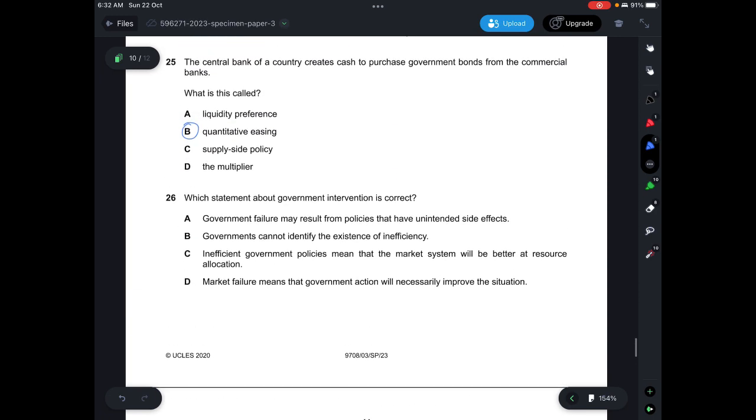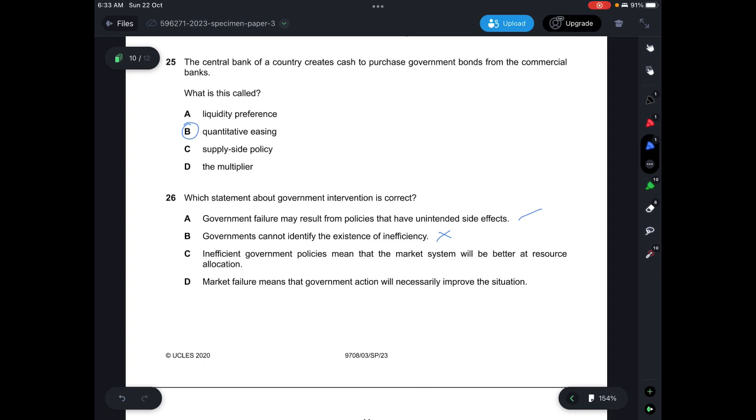Question 26, which statement about government intervention is correct? Alright, so A, it says government failure may result from policies that have unintended side effects. This one is correct. Let's look at the other three and see if they are wrong and why they are wrong. B, it says governments cannot identify the existence of inefficiency. Incorrect. Governments can identify the existence of inefficiency, but whether or not the amount of intervention that they use to fix that inefficiency is effective or not, that's the problem. C, inefficient government policies mean that the market system will be better at resource allocation.